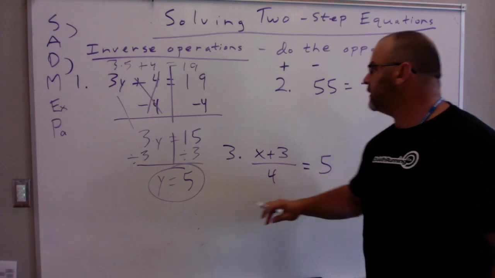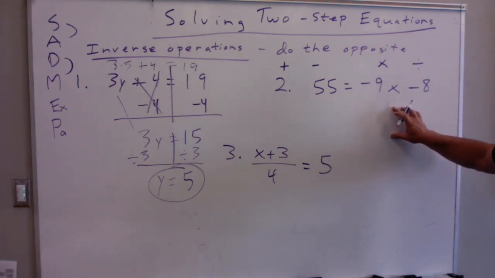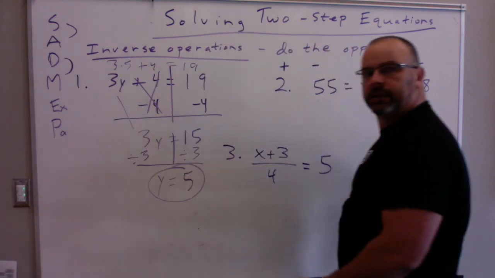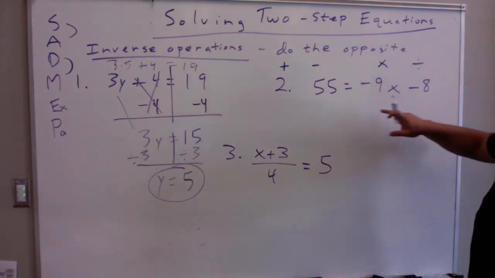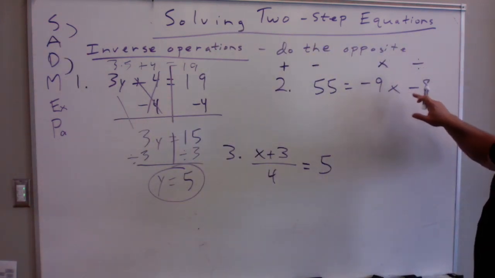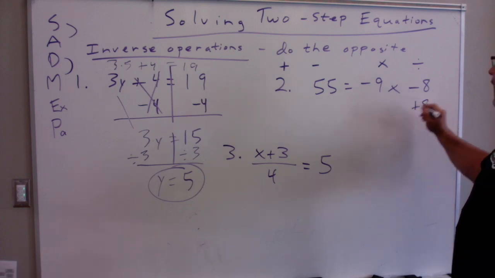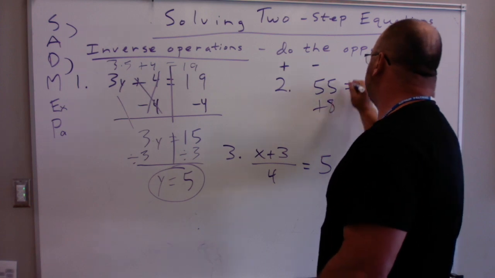Okay? Let's look at this one. So I'm going to undo subtraction or addition first. All right? So what am I going to do over here? I want to get x alone. What's the opposite of subtracting 8? I'm going to add 8 to both sides of the equation.